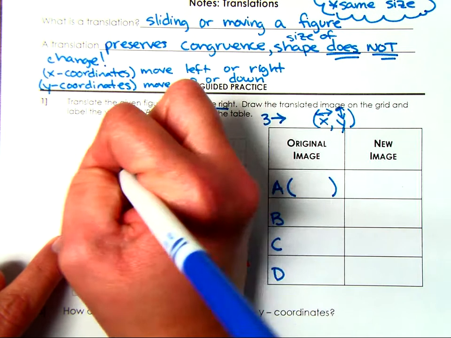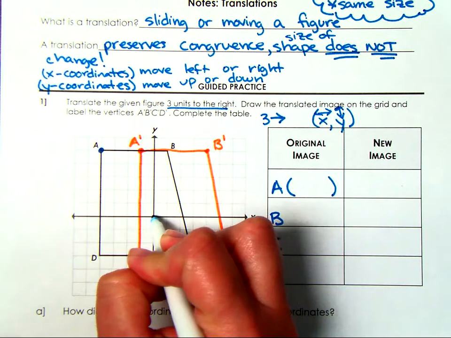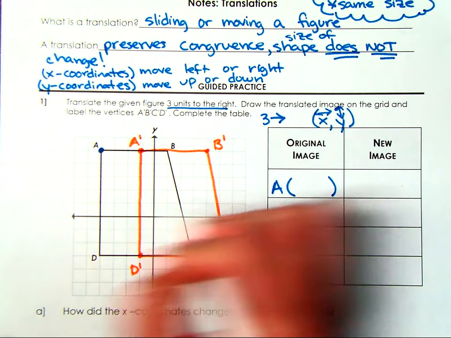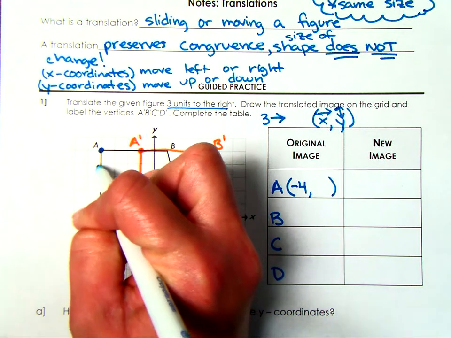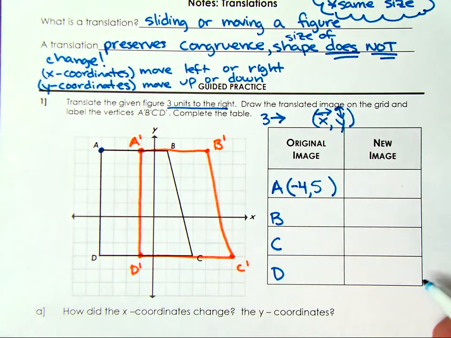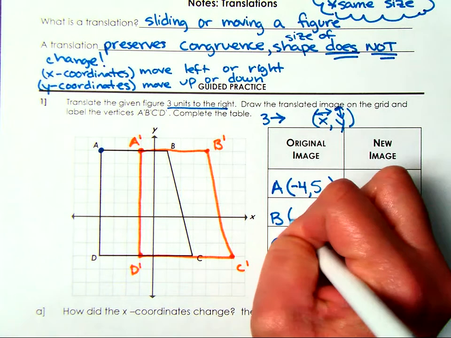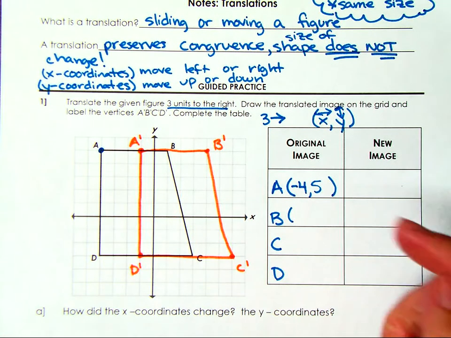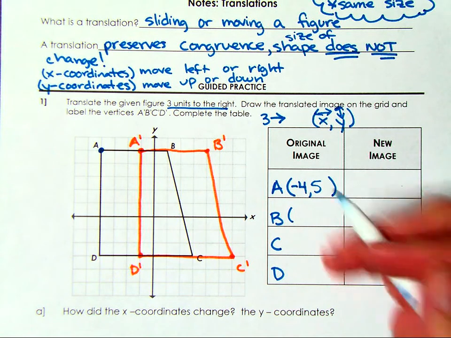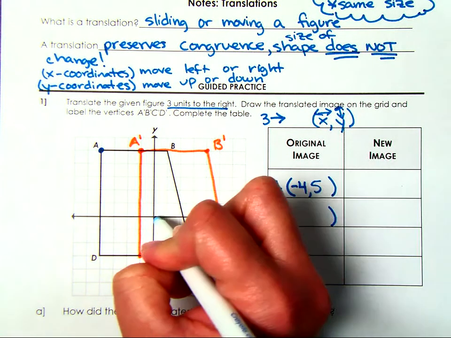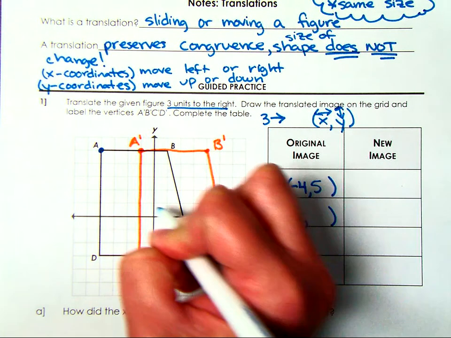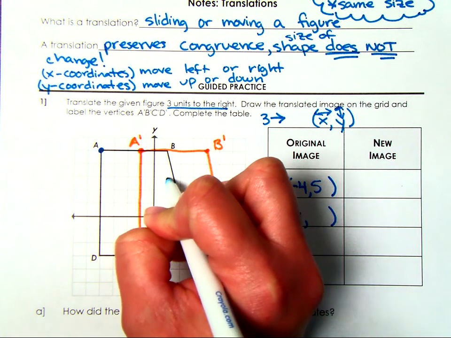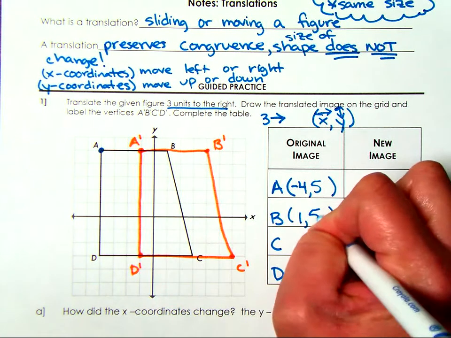So my original ordered pair for A, start at the origin, and we're going to go 1, 2, 3, 4 to the left. So that's negative 4. 1, 2, 3, 4, up 5. So that's positive 5. Okay? And if the units don't say if they're worth 2 or 3 or 8 or whatever, we're just going to assume that they're 1. So start back at the origin. We're going to go 1 to the right, so that's positive 1 for x. 1, 2, 3, 4, up 5.